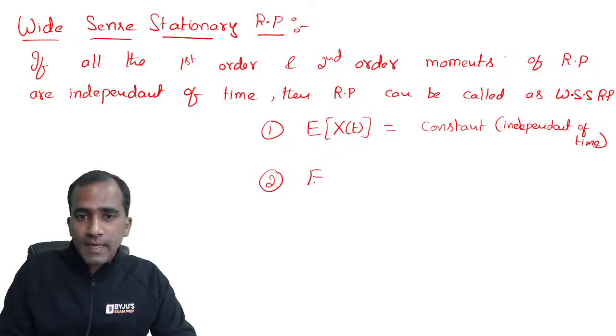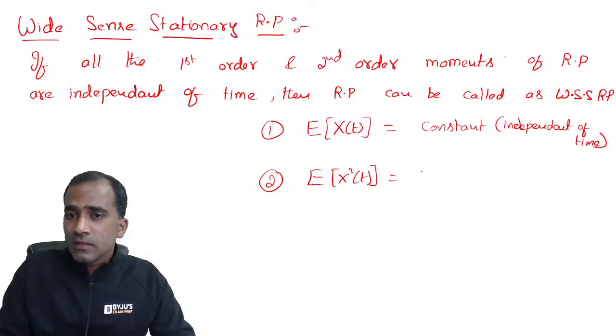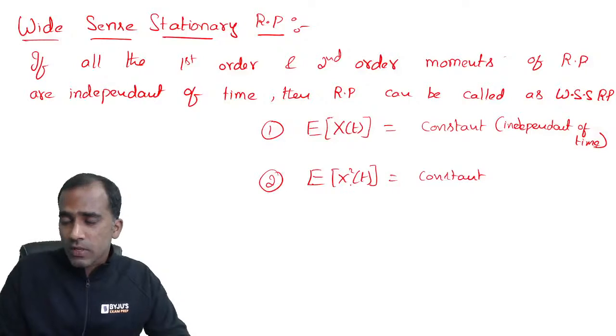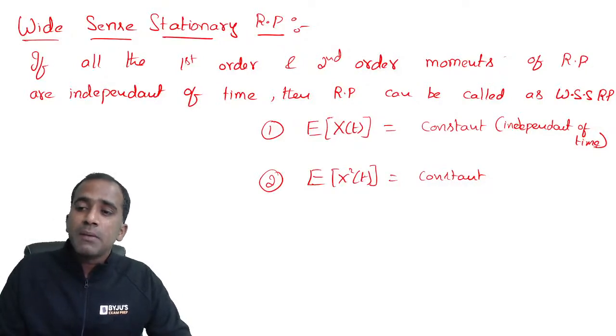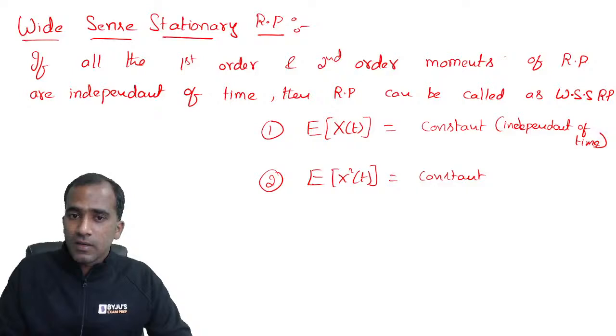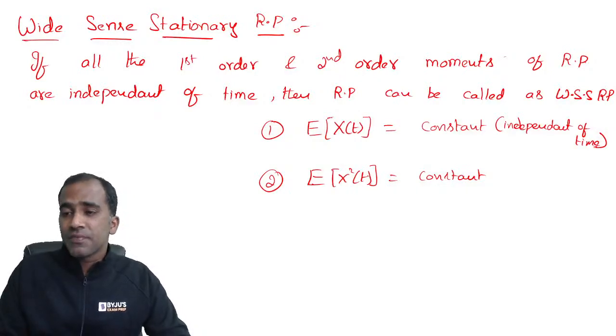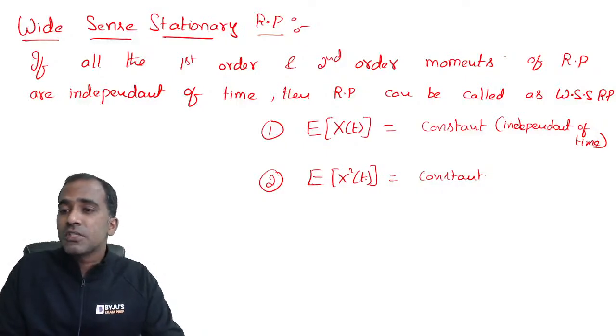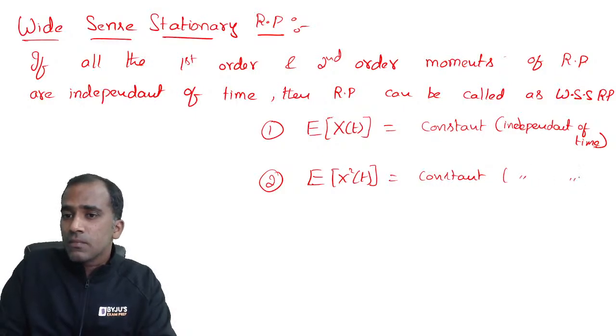Next, how about the second order moment? Expectation of x square of t. Second order moment, that also should be constant. Again, same funda, x square of t. If you are doing expectation, means you are integrating with respect to the random variable. So we are expecting a random variable to vanish. There is no need of t to vanish. For a normal random process, t need not vanish. But for a wide sense stationary random process, t will vanish. If t vanishes, then it will become a constant or it becomes independent of time.